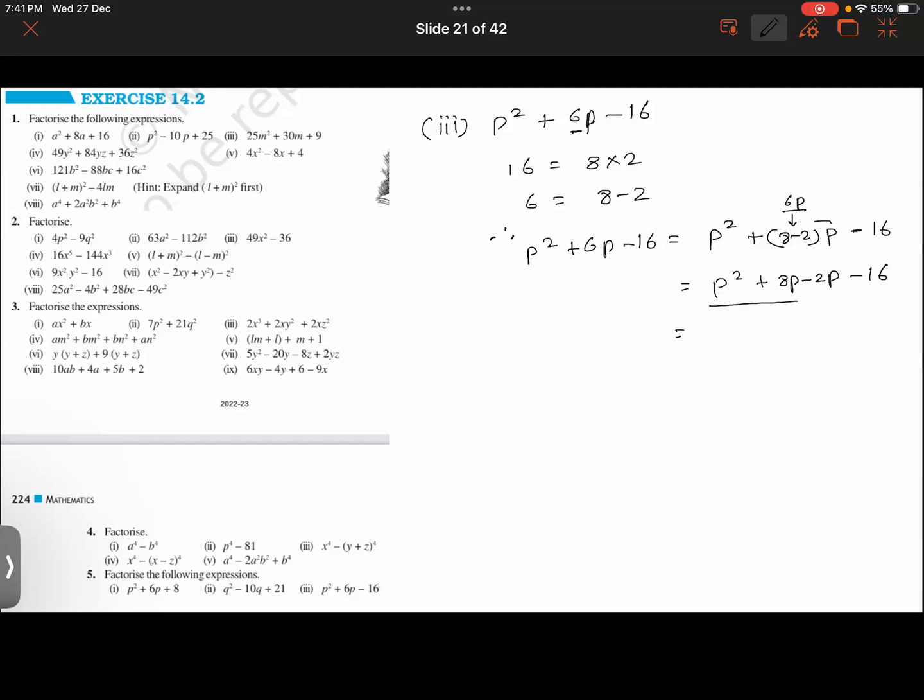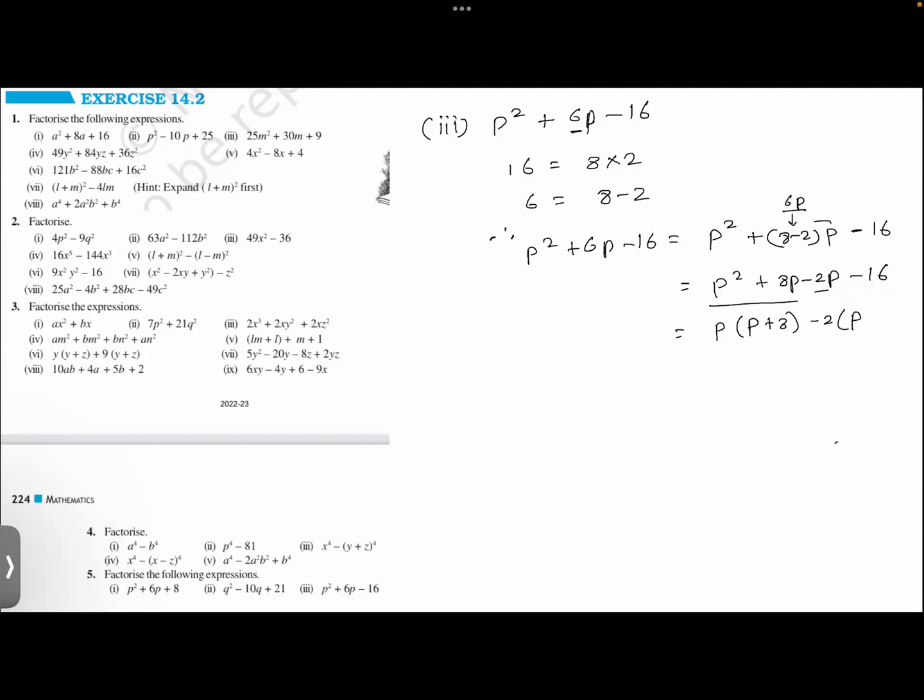What will we take common in these? Obviously p. So p into p plus 8. And here we will be taking minus 2 common. So p is remaining here, and then minus 16 upon minus 2, the minus sign cancelled, you are getting 8. So p plus 8. Hence, p plus 8 times p minus 2. That is the required answer.